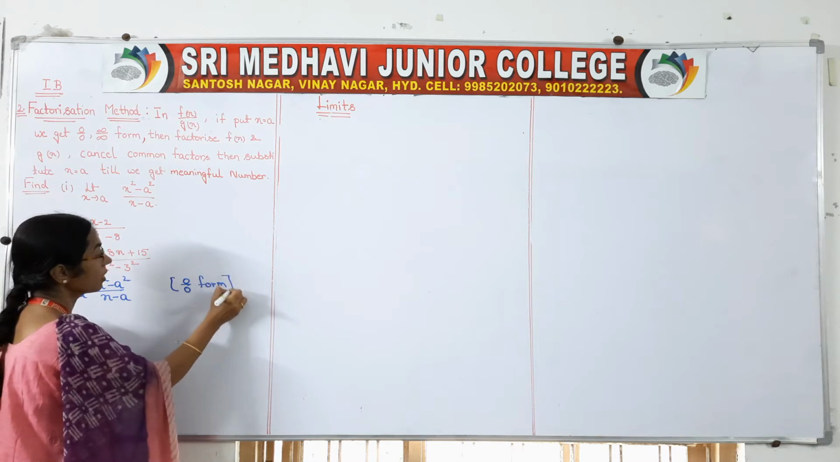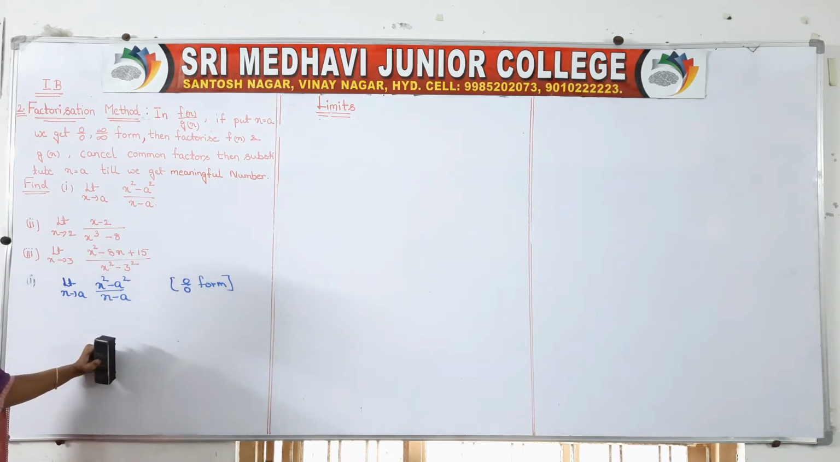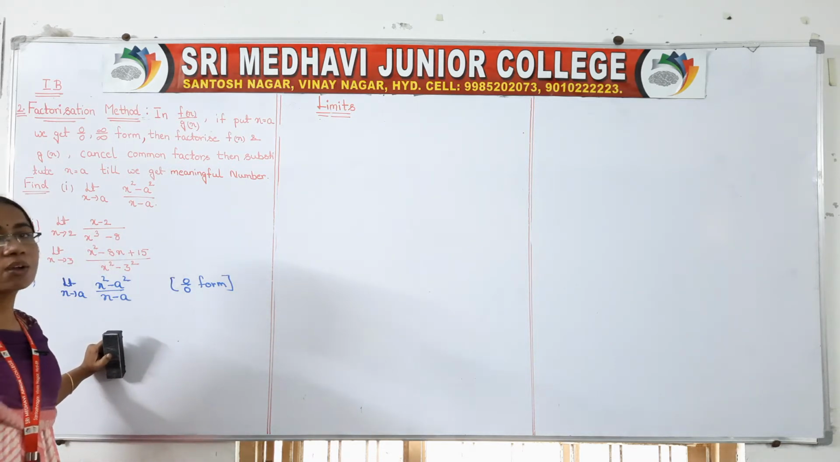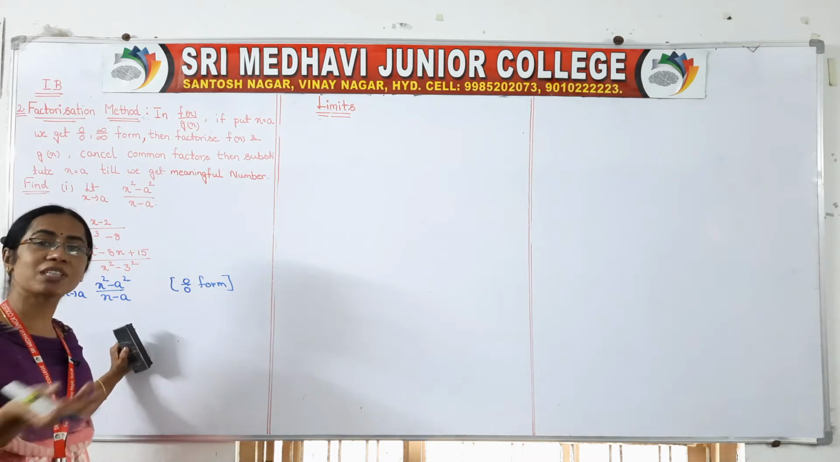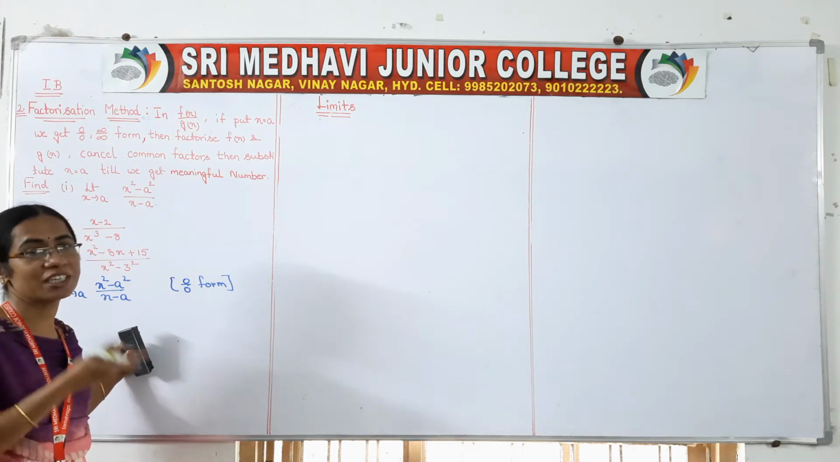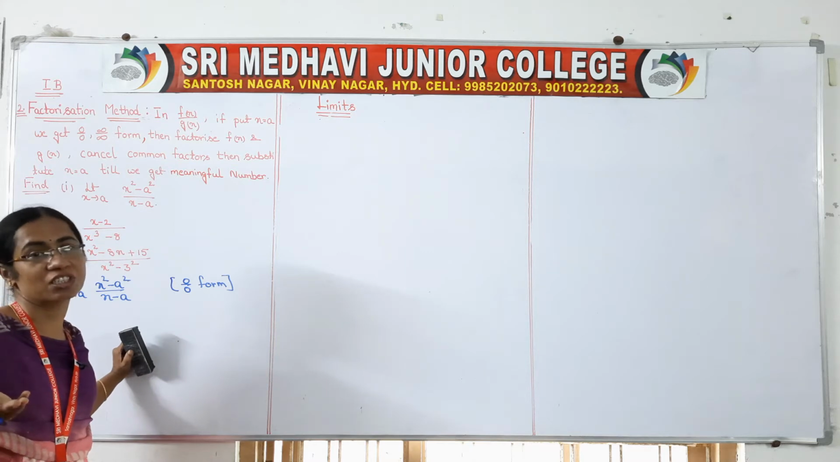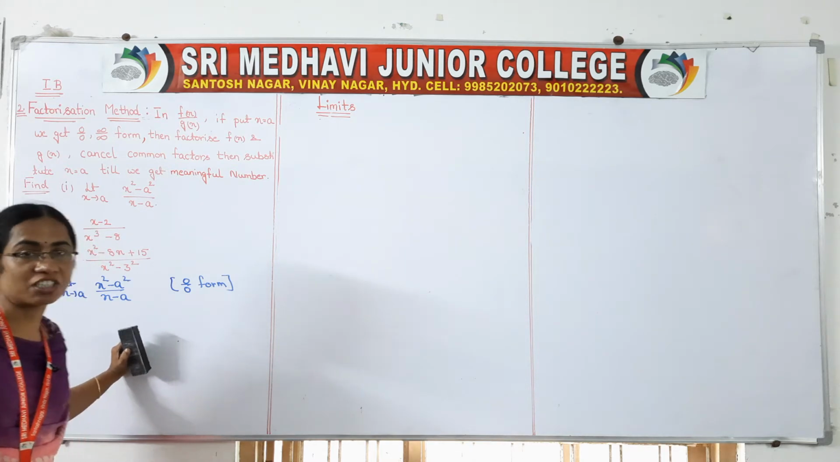So whenever after substitution we get 0 by 0 form, we have to factorize the numerator, that means f of x, as well as g of x. That's why its name is the factorization method. In the previous problem, we just substituted the x value, that's why it is the substitution method. Here we are doing factorization of f of x and g of x, that's why it is called the factorization method.